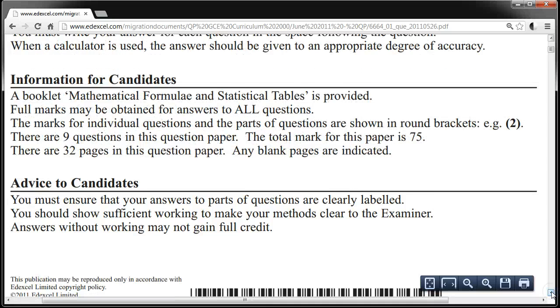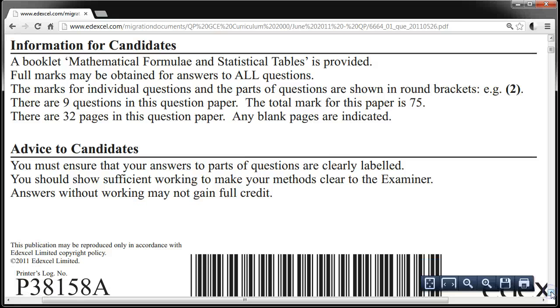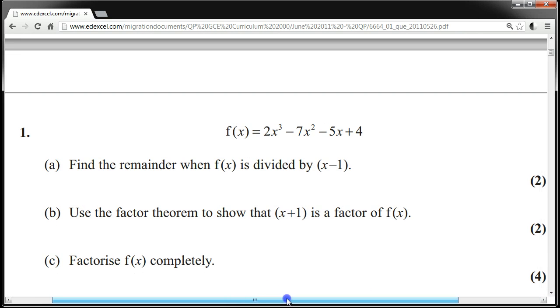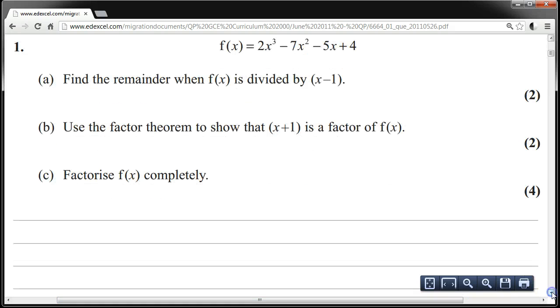Marks are on the right hand side to indicate how long the question should take really, and the corresponding level of difficulty. 9 questions in this paper, 75 marks, 32 pages. So let's have a look at the paper, question by question then, to see if it's worth doing in any order other than sequential. So here's the first question then.